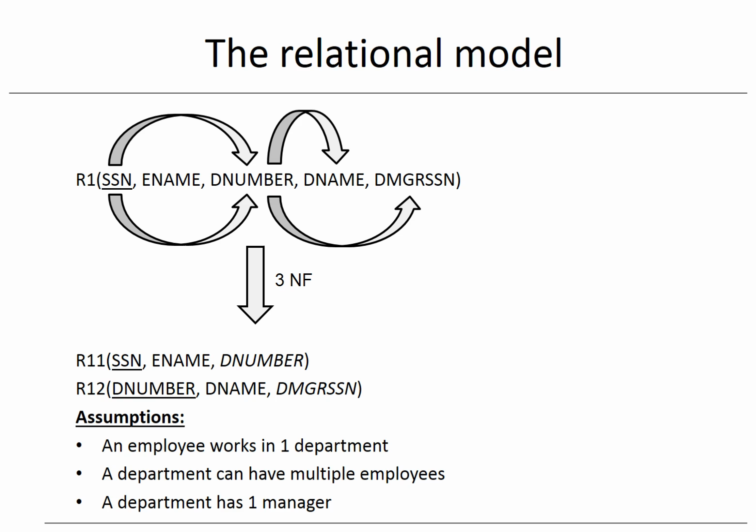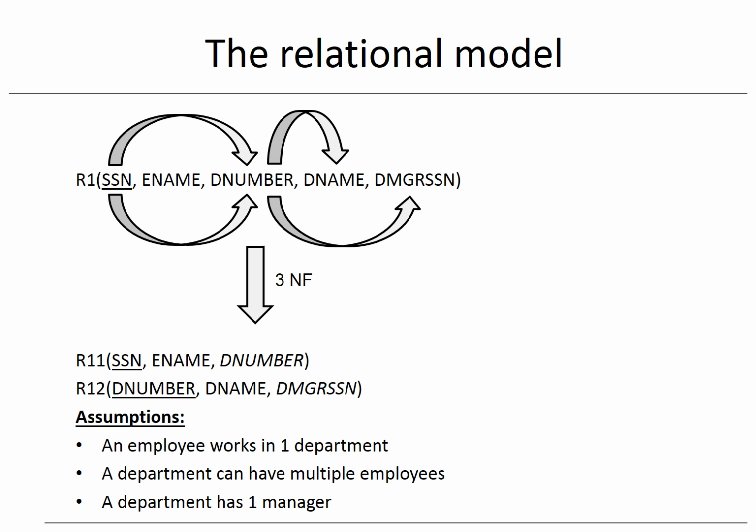Likewise, d-manager social security number is transitively functionally dependent on social security number via d-number. In other words, d-number is functionally dependent on social security number, and d-manager social security number is functionally dependent on d-number. D-number is not a candidate key or a subset of a key. Hence, the relation is not in third normal form.